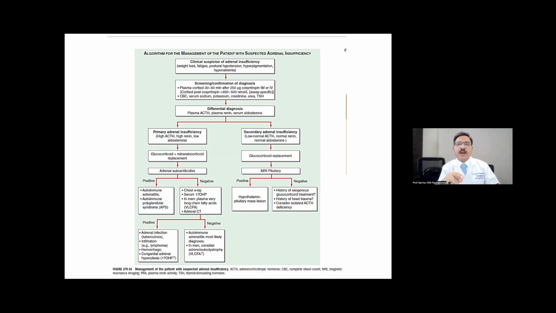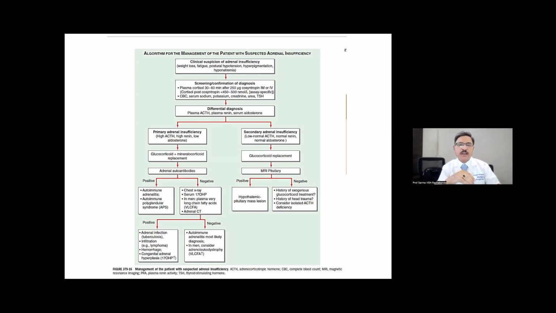Then adrenal antibodies must be done because I know autoimmune adrenalitis is the commonest form of primary disease. So if antibodies are positive, it is autoimmune adrenalitis, autoimmune polyglandular syndrome (APS). Or if it is negative, then take a chest X-ray to rule out any other chest lesion which is causing the suppression. Serum 17 hydroxyprogesterone measurement, and in men, plasma very long chain fatty acids will also be diagnostic, and adrenal CT may be done when the antibodies are negative.